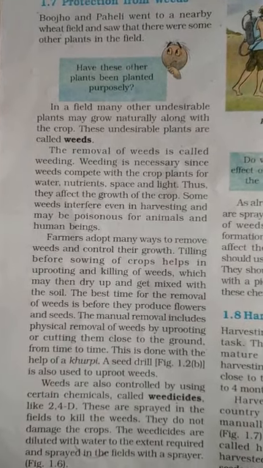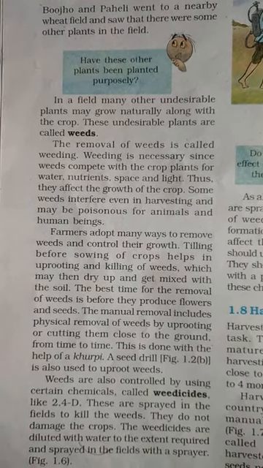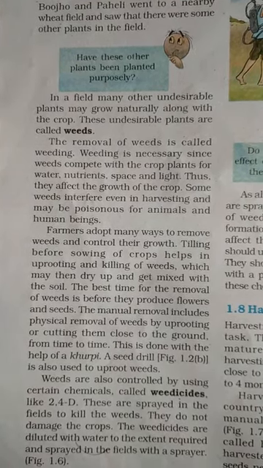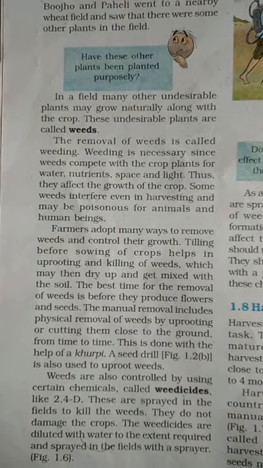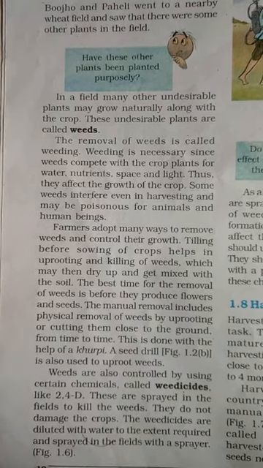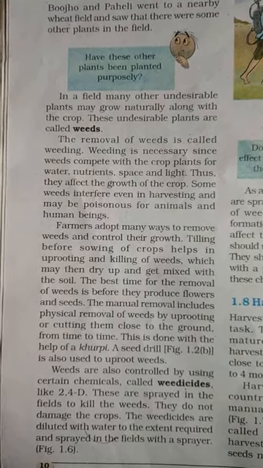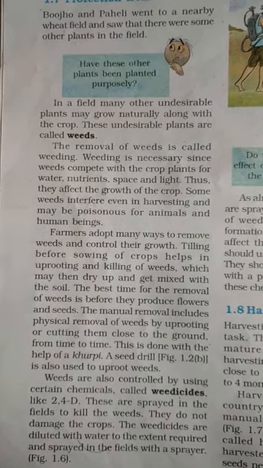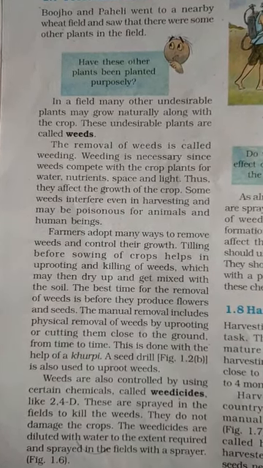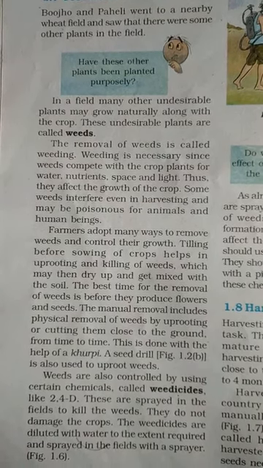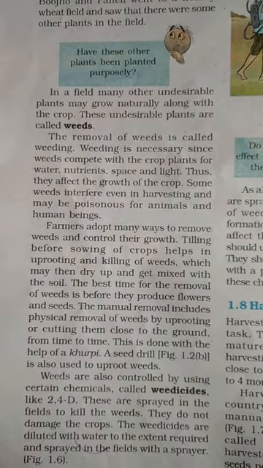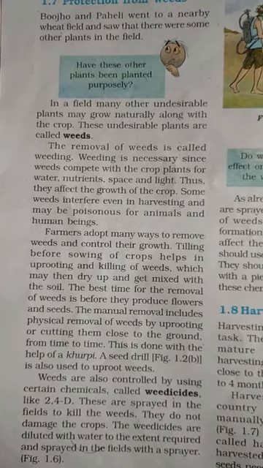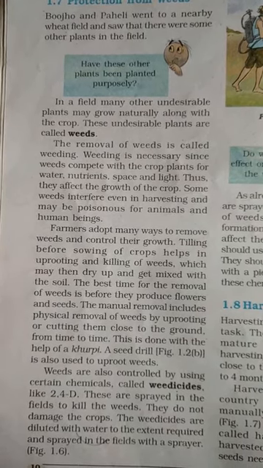The manual removal includes the physical removal of weeds by uprooting or cutting them close to the ground. This is done with the help of different kinds of tools which we have been using from very ancient times. The tools used to remove the unwanted plants are the kurpi, and the seed drill is also used to uproot the weeds. The sickle, which we call the kurpi in the Kannada language, is used for the removal of the unwanted plants.